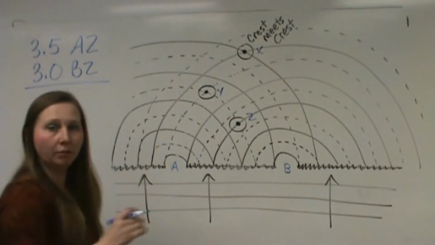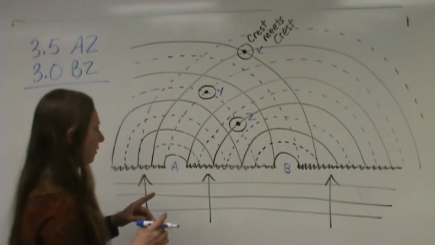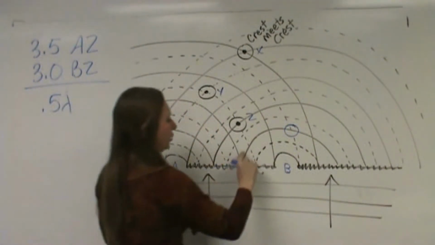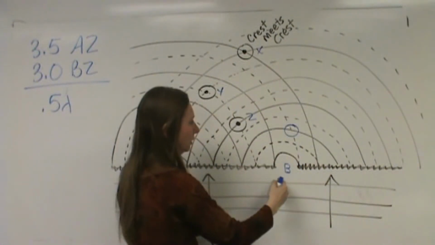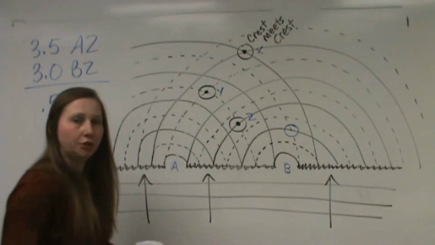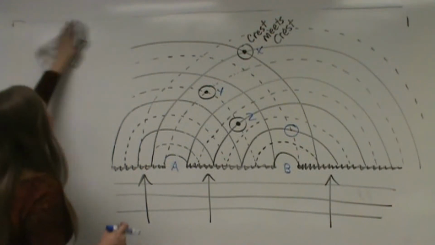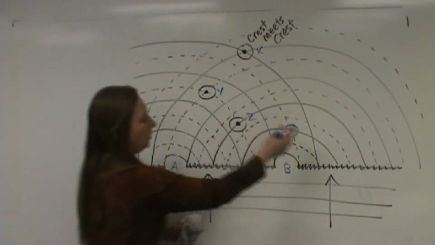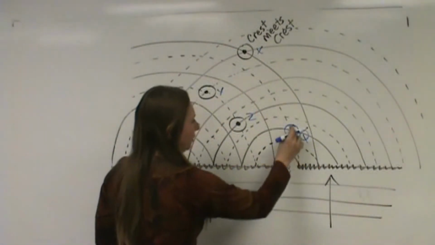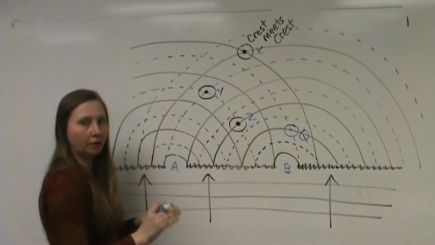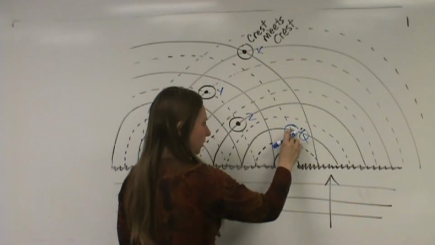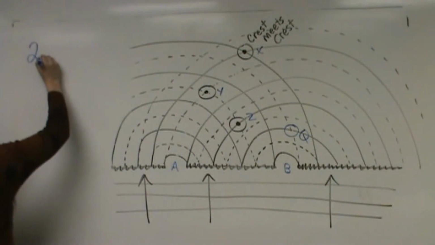Let's pick one more example of destructive interference. How about this one right here? You have a crest and a trough. Let's count. Now, since it's a crest and a trough, that is definitely destructive interference. But now let's count the wavelengths from A to, we'll call this position Q. All right? Let's count the wavelengths from here to here and here to here and see how far apart they are. All right? From B. One, two. Two wavelengths.